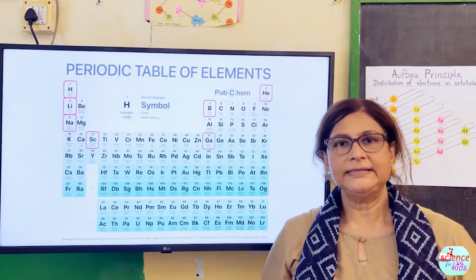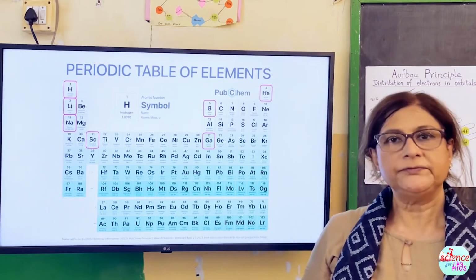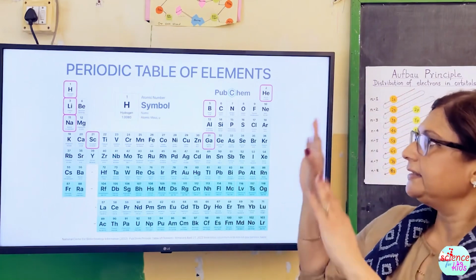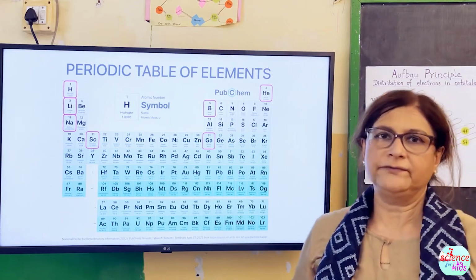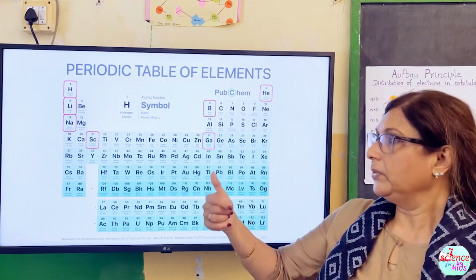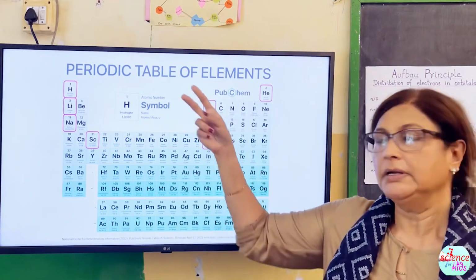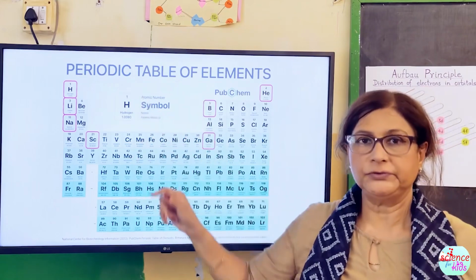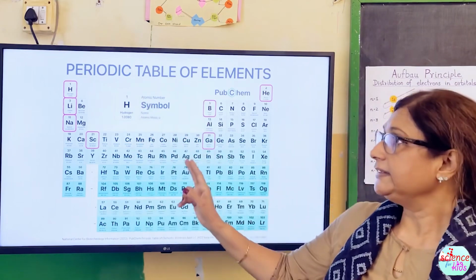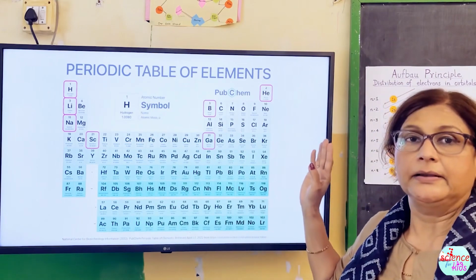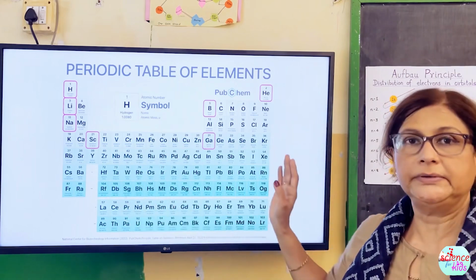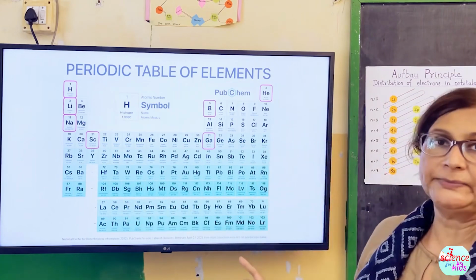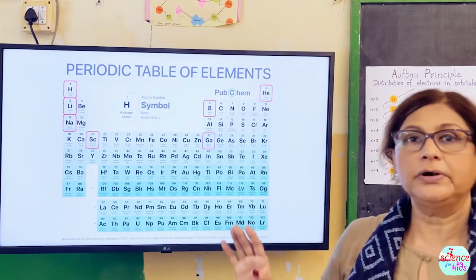Let's summarize today's session. What we have learned today is that the periodic table gives us a lot of information. Number one, it is divided into 7 periods from top to bottom. It is divided into 18 groups from left to right. Now the whole table is divided into 4 blocks.